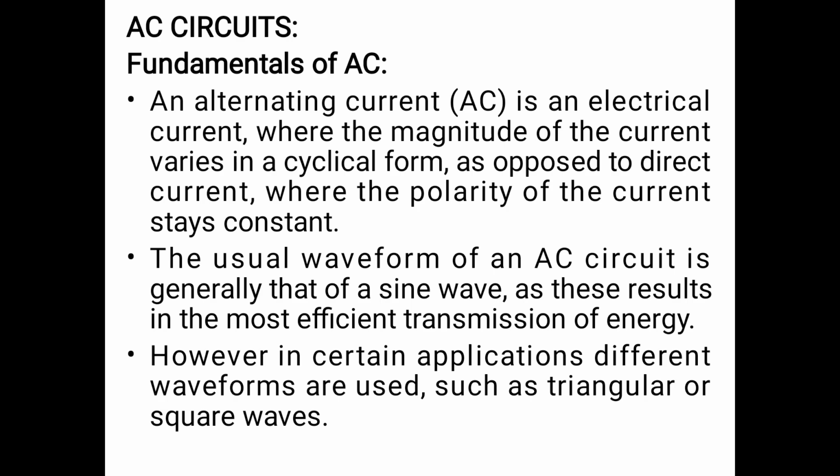Fundamentals of AC. An alternating current is an electrical current where the magnitude of the current varies in a cyclical form as opposed to direct current where the polarity of the direct current always stays constant. The usual waveform in an AC circuit is generally that of a sine waveform, as this results in the most efficient transmission of energy. However, in certain applications, different waveforms are used, such as triangular, square waves, etc.